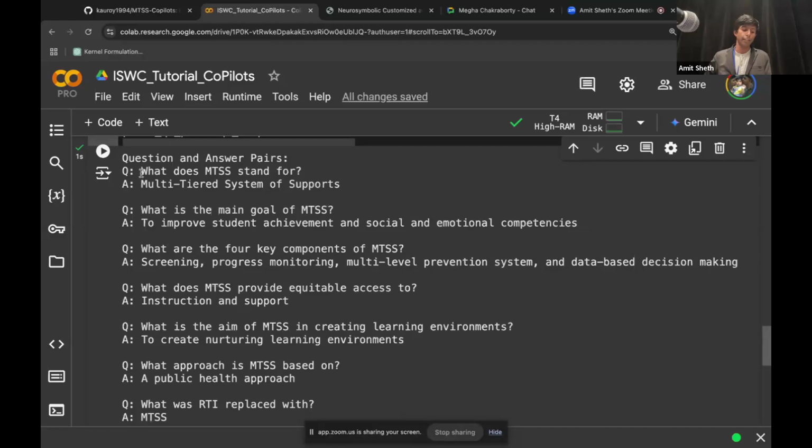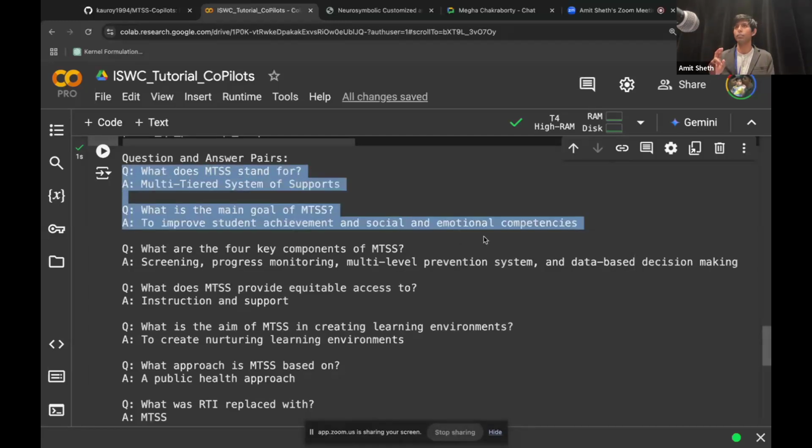As a concrete thing, what does MTSS stand for? And what is the main goal of MTSS? These are two semantically different questions, right? If they were semantically related questions, if you ran a resolution operation on these two, it would eliminate one of them, right? So that's the idea. That's why if you have a question answer based representation, you can maybe borrow some ideas from symbolic logic, right? Okay, so that's the first part.